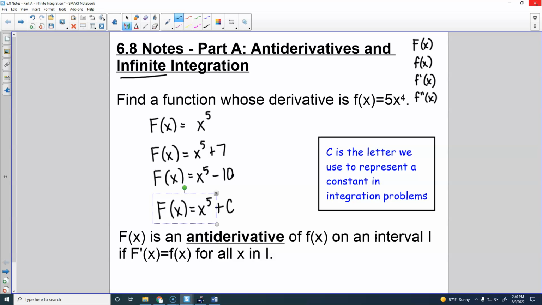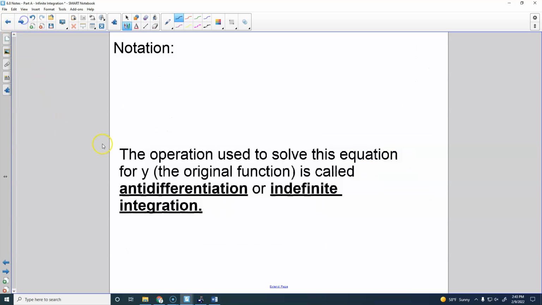Here, this capital F, sometimes we call it the integral. We can also call it the antiderivative on an interval I if capital F prime of x equals f of x. This is just saying that capital F is the integral of lowercase f here. So I kind of already explained that. So we did for homework, don't worry about it too much.